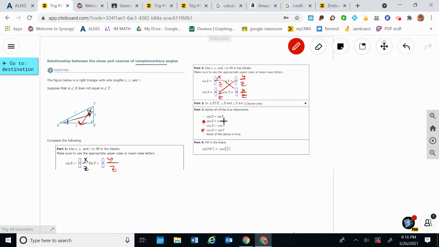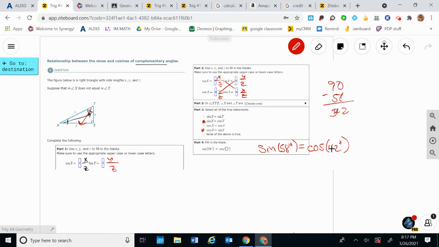Fill in the blank. This is the part that might be a little harder. Sine of 58 is equal to the cosine of what? All you have to do is take 90 minus 58, because you're using the complementary angle. So that's cosine of 42 degrees.